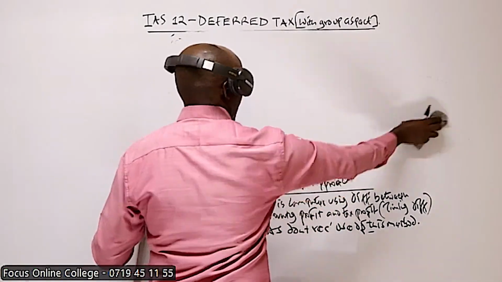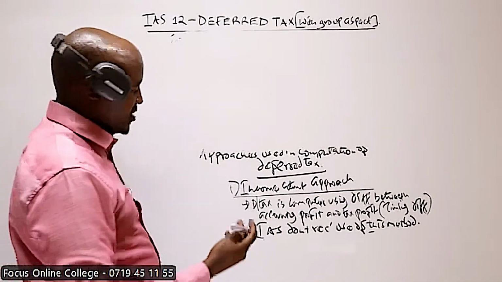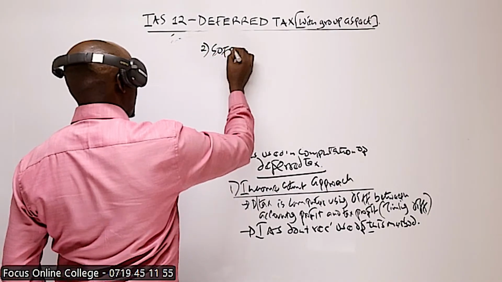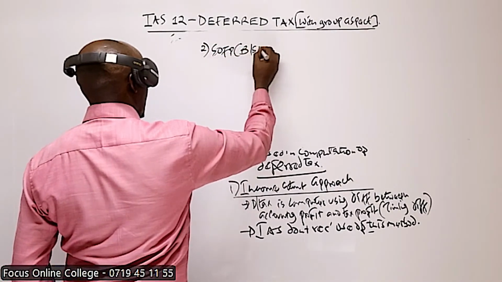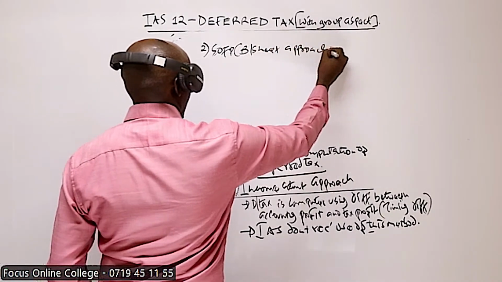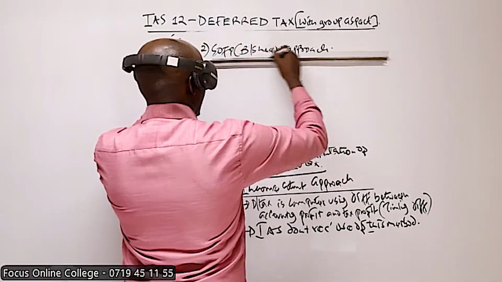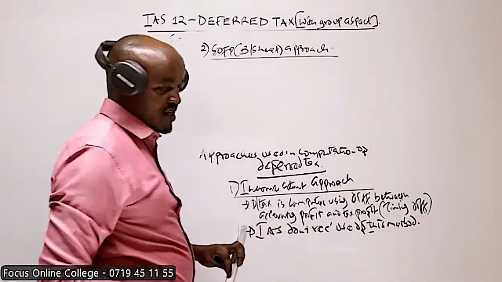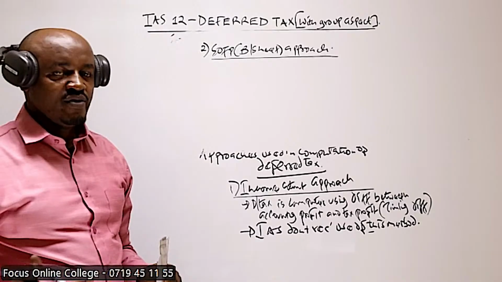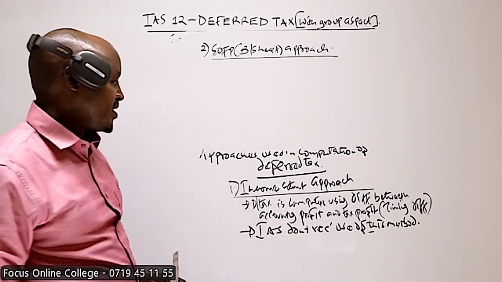So we have the last approach, or the last method, which is known as number 2, the statement of financial position. In other terms, it is also called the balance sheet approach. Under this method, we compute the deferred tax using the temporary difference. What is a temporary difference? The difference between carrying amount and tax base of various items of asset and liability.